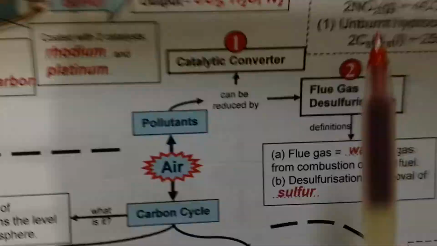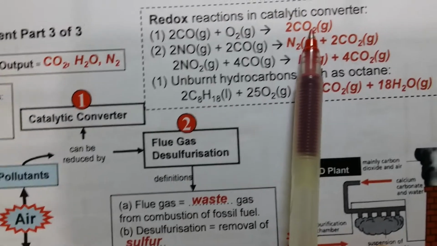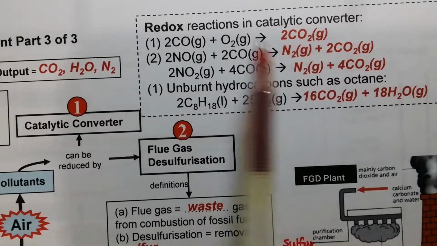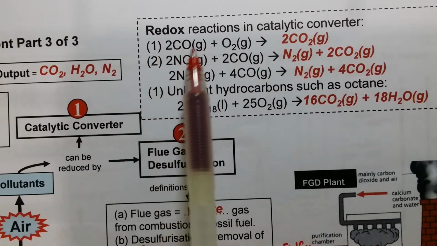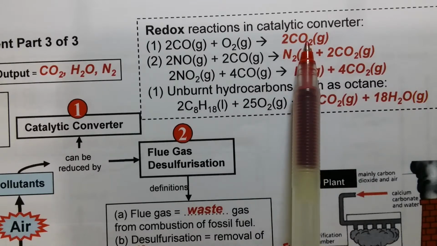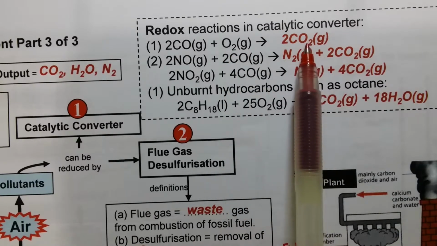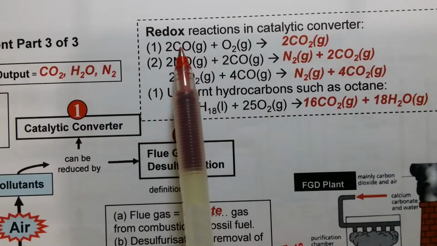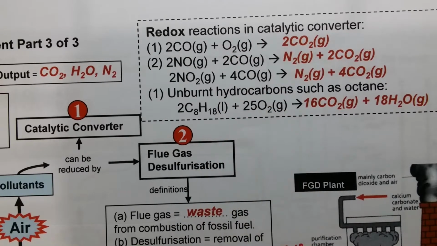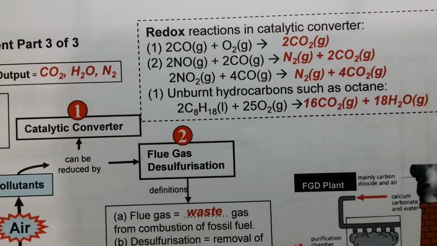So the first one: carbon monoxide would be turned into carbon dioxide. The carbon monoxide would be oxidized to carbon dioxide, and the oxygen would be reduced. So there is oxidation, there is reduction. This to this is oxidation, this to this is reduction. You can look at the oxidation states to prove that. So this is a redox reaction.